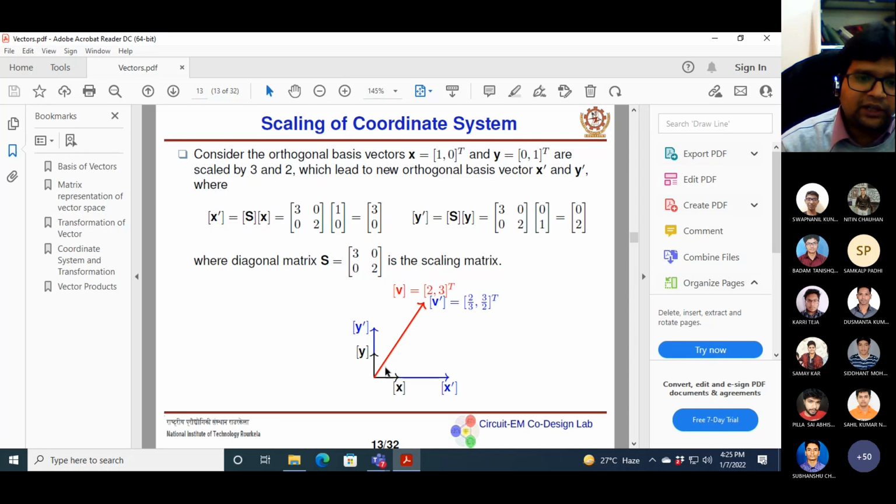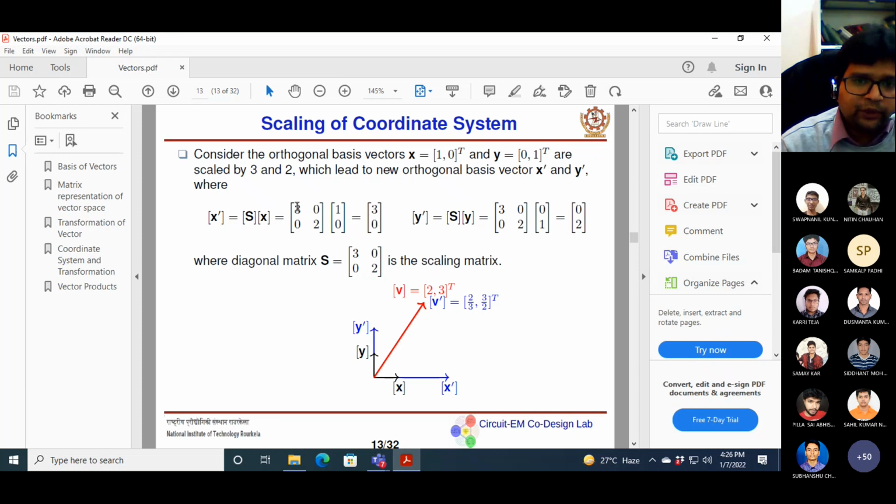Now what we are trying to study is the scaling of the coordinate system itself. We have a unity coordinate system, the fundamental basis, let's say x and y. I want to scale x by 3 and y by 2, and that becomes our new coordinate system. S is my scaling matrix, and you can see it is a diagonal matrix. The scaling matrix is always a diagonal matrix, that is 3 2. One entry represents the scaling of x, and the other represents the scaling of y.